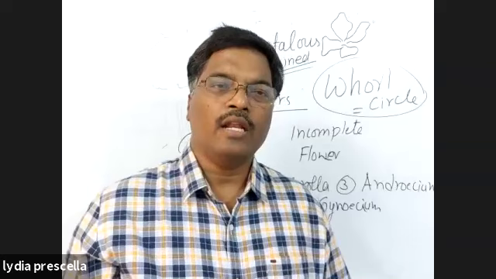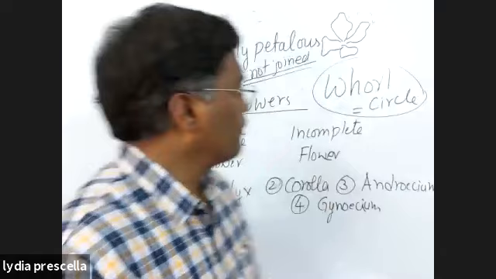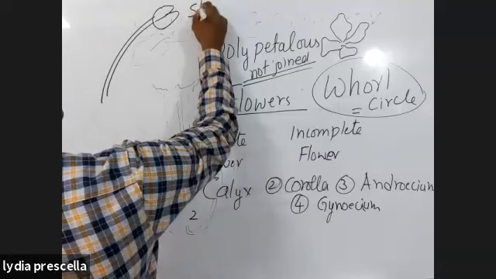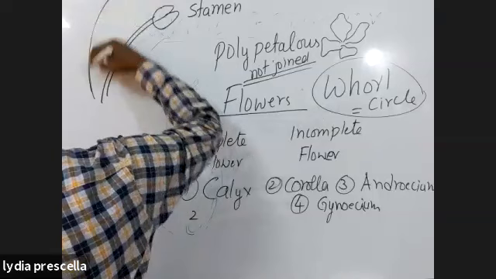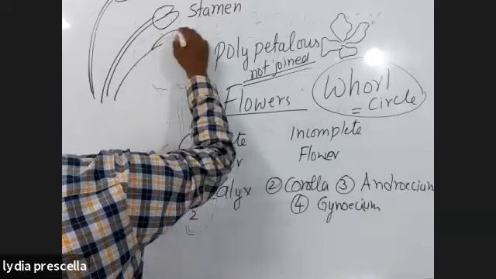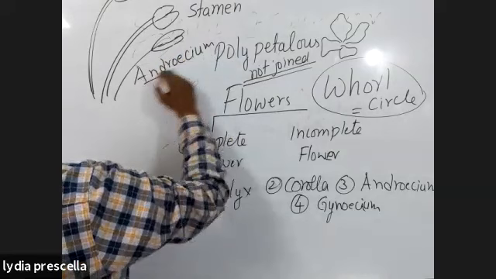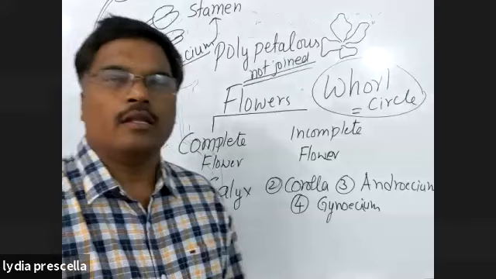Now see, this is a stamen. This is a stamen. This is another stamen. This is another stamen. All the collection of stamens is called androecium. Androecium is the collection of stamens, and they are the male reproductive part of the flower.